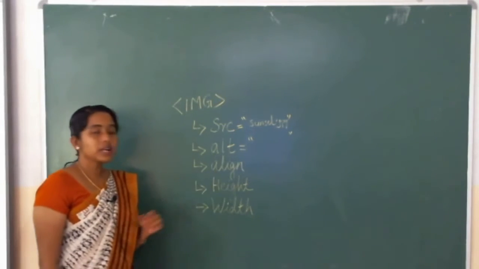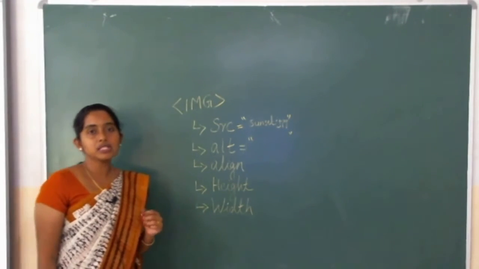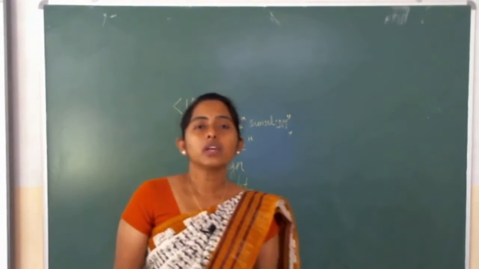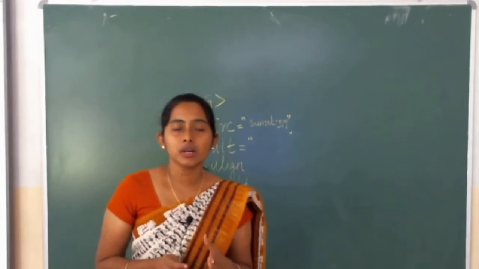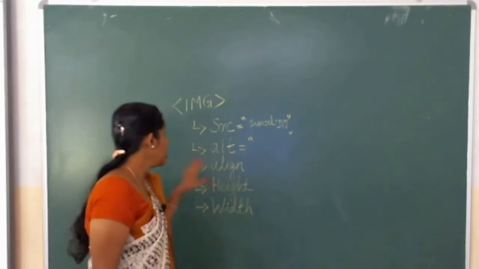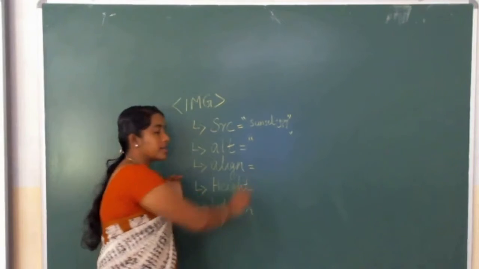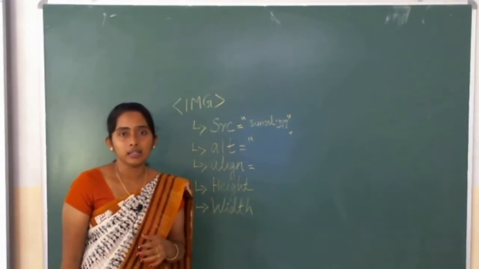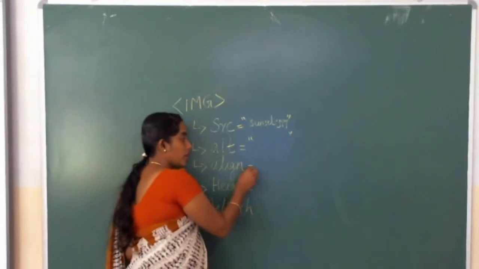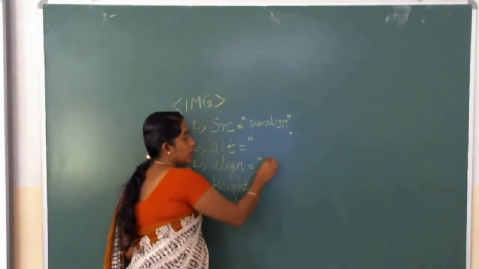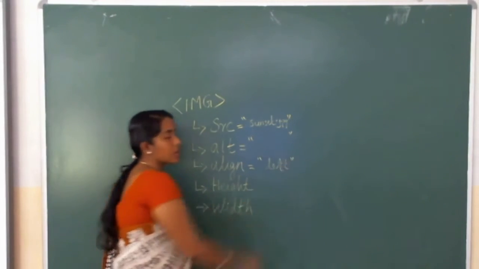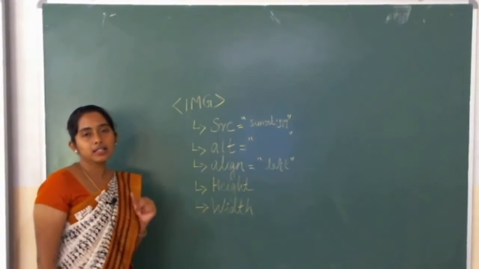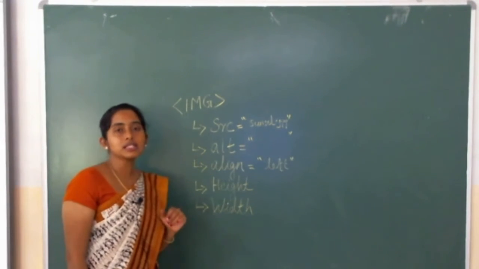The next one is the align attribute. That means where you want to arrange the picture, for example the left side. Mainly the alignment values you can specify are top, bottom, left, right or middle. If you want to arrange the picture on the left side, you give align equal to left. Otherwise right, middle, top, bottom. These are the values that you can use along with this align attribute.